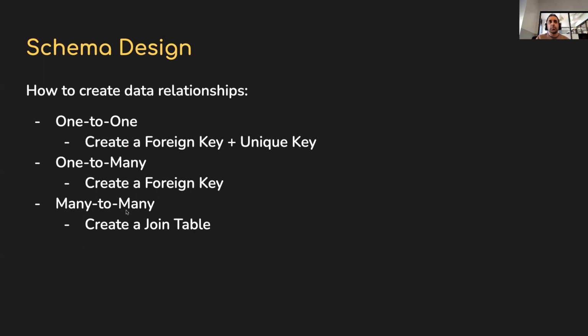Finally, we have many-to-many relationships, and the way we model these is through creating a brand new table, and that's often referred to as a join table or a through table. So make sure you understand when you need to create a particular relationship, what you actually need to do.